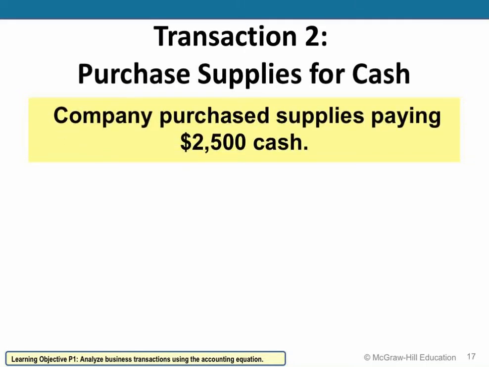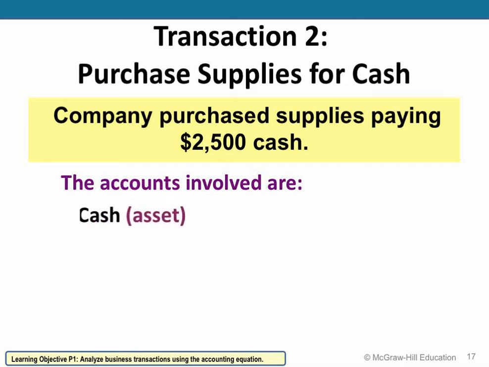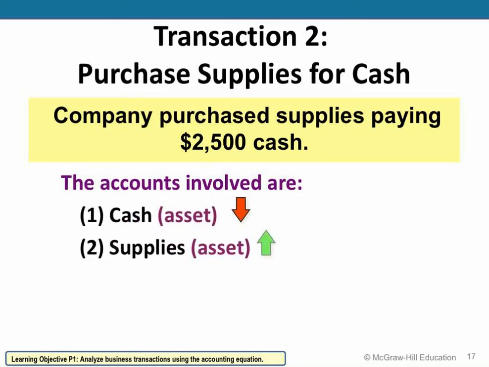The second transaction we have is going to be a purchase of supplies for cash. So we're going to have a decrease on the asset side to cash, but we're also going to have an increase on the asset side of those supplies. So this is also what we might think of as a transformation of assets. We're going to transform one asset, cash, into a different asset, supplies. So there's no change that's needed on the right-hand side of the equation, no change to liabilities or equity, but we are changing the type of asset that we've got.